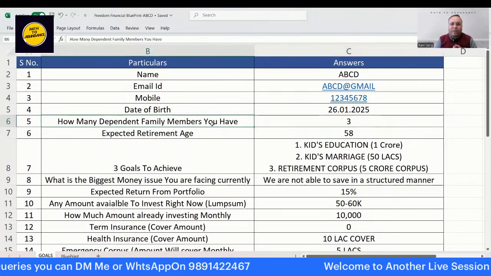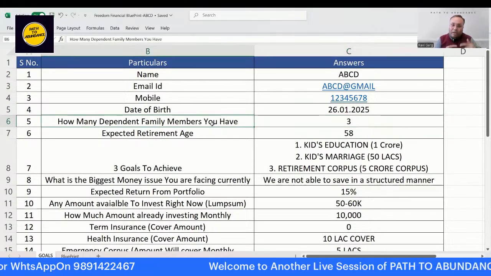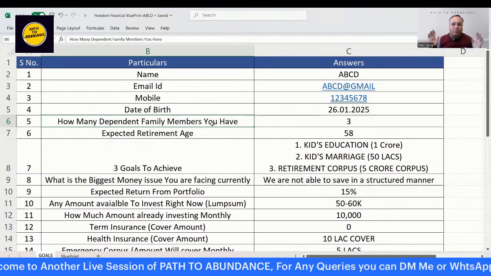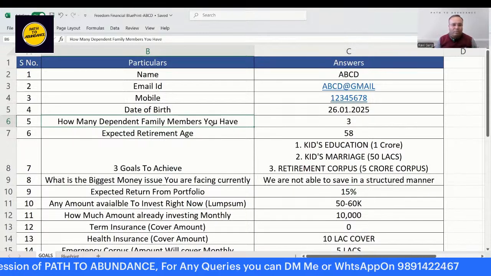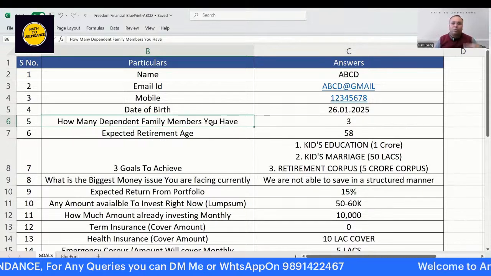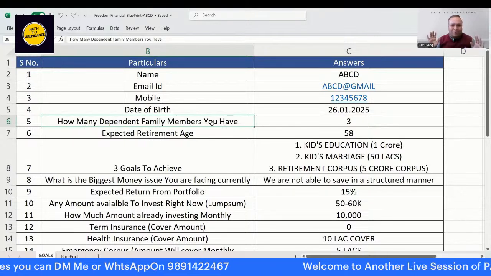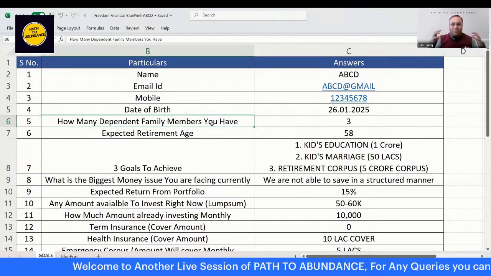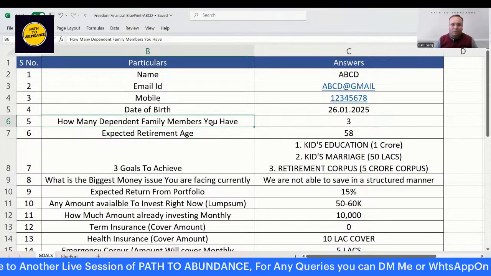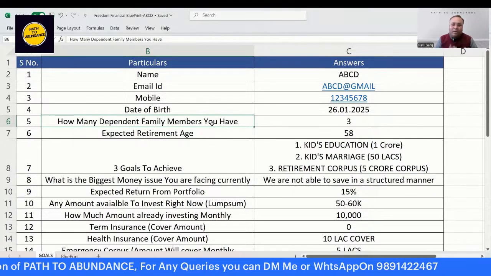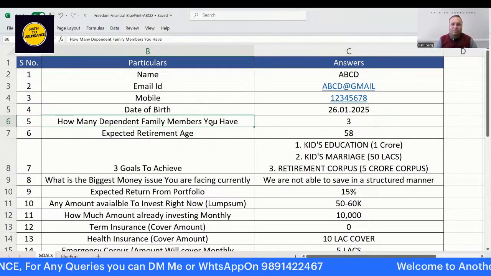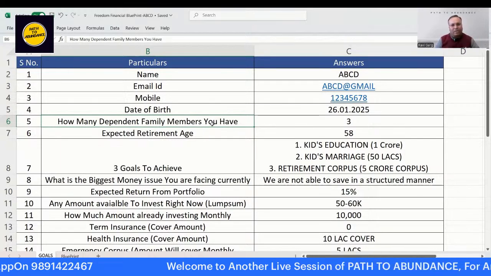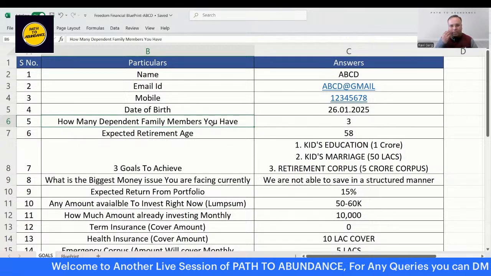The first question is how many dependent family members you have, because according to this we have to create our financial corpus. If you do not have any dependents, then worry not. You are having a great lifestyle and you can enjoy your life, because then you do not have to plan. You are a free soul. But if you have dependents like your spouse, your kids, your parents, then you have to take care of them in the future, right? So that's why we have to identify how many dependent family members we have. Ideally, it ranges from 3 to 4, but if parents are also involved, then it ranges to 5 to 6, right?